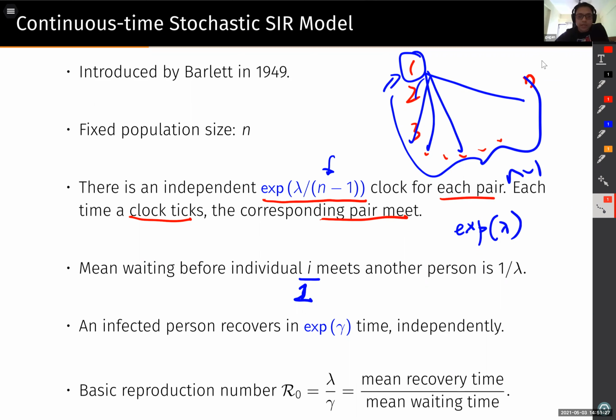And a quantity of interest in all SIR models is this basic reproduction number, which is denoted as R naught. Formally, R naught is given by lambda over gamma, where lambda is this and gamma is this. One can see that this is basically equal to the mean recovery time over the mean waiting time. Is this okay? So this is what the basic reproduction number is.